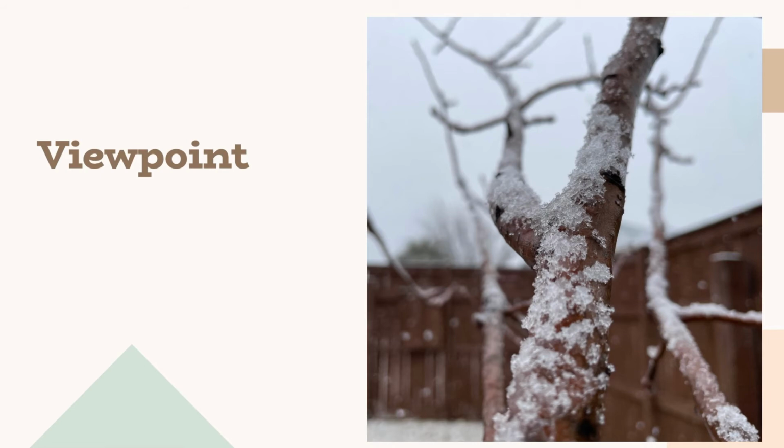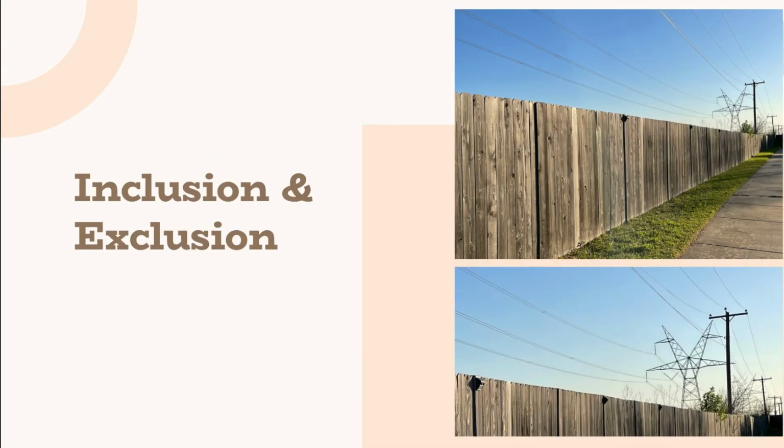Ask yourself these simple questions. Would it be more interesting to capture it from above? What about getting low to the ground? Will a straight-on shot create more impact? And how do you want your shot to come across? Inclusion and exclusion are pretty easy. You just have to ask yourself what needs to be included to create a successful image.